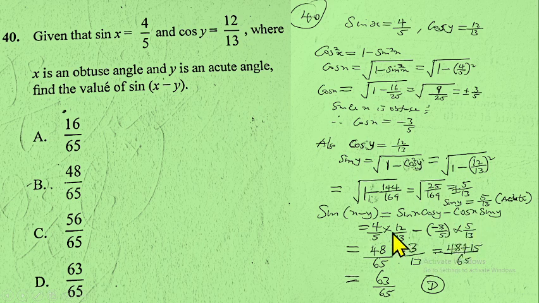5 can take care of 5 here. Nothing else can go. 4 times 12 gives us 48, and 5 times 13 gives us 65. Then you are left with minus 3 times minus, which gives us plus, so you are left with 3/13. Finding the LCM, which is 65, that gives us 48 plus 15. If you add, that gives us 63/65 as the value of sine x minus y. And option D is the correct option for question number 40.